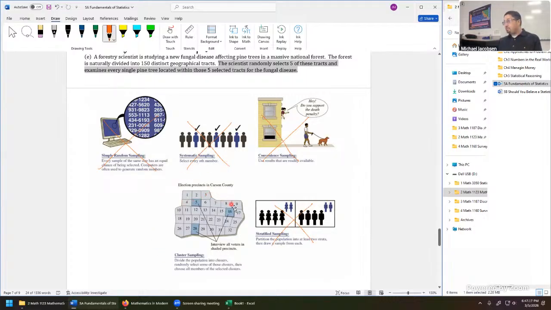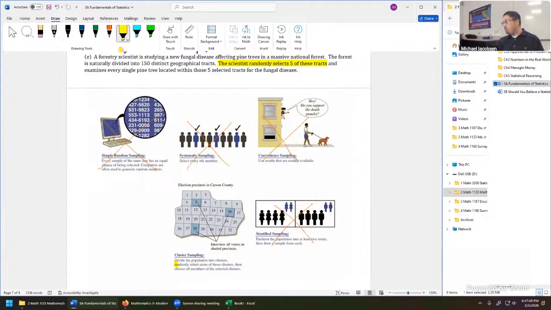It's much like selecting precincts out of a county, except this time it's a national forest, and we said geographical tracts instead of saying precincts. So what has to happen is they have to randomly select, and we see those words, randomly selected, 5 tracts out of all of them, the 150, much like the 3 precincts being randomly selected here. Again, it had to say randomly select for it to be a cluster sample.